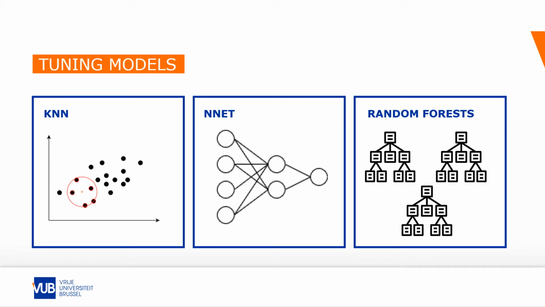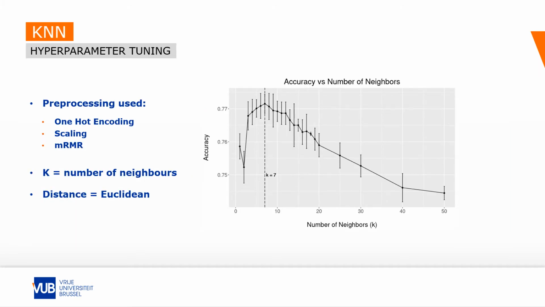For this part of the project, we tested multiple models. We will highlight the following models more in depth: k-nearest neighbors, neural networks, and random forests. We start by exploring the k-nearest neighbors model.